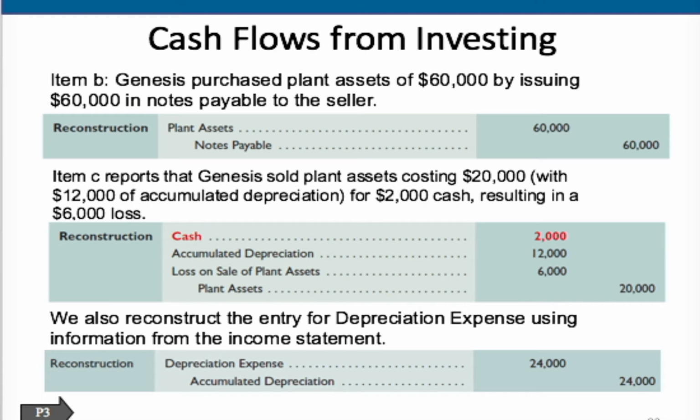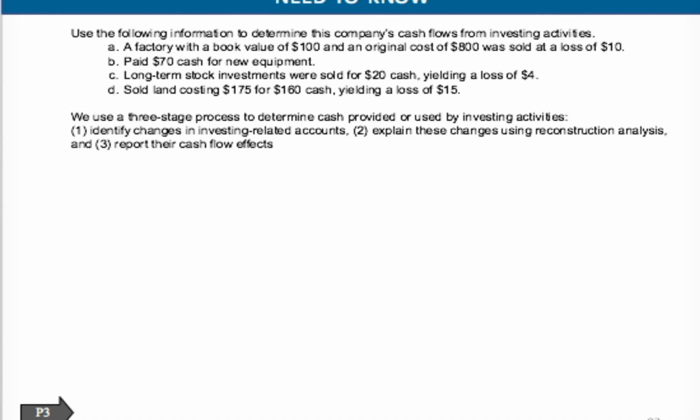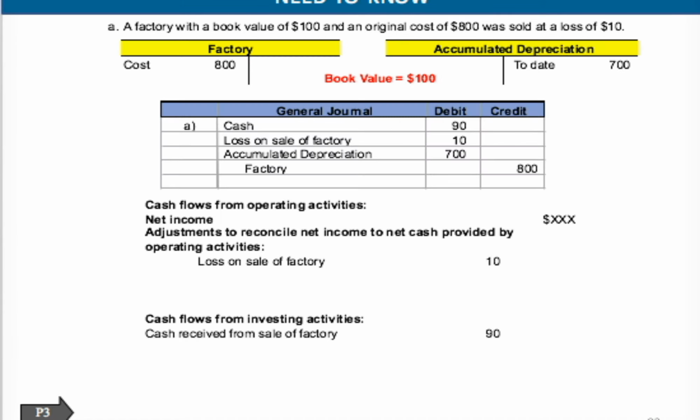Next, item C reports that Genesis sold plant assets costing $20,000 with $12,000 of accumulated depreciation for $2,000 cash, which resulted in a $6,000 loss. Again, reconstructed entries are shown. And finally, we've got the reconstructed entry for depreciation expense. Take a look at these need-to-know questions on your own.